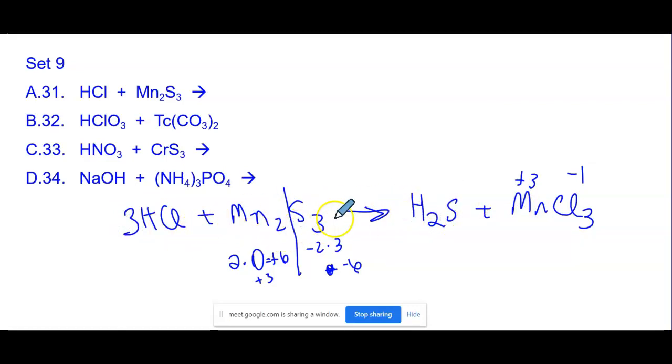I'm going to leave hydrogen till the end. I got 3 sulfurs, so I'm going to put a 3 here. I need 2 Mn, so I'm going to put a 2 there. So now I've just messed up my chlorines. I need 6 chlorines and 6 hydrogens. So instead of putting a 3 here, we're going to put a 6 there. Again, you will not have anything this difficult on your test or quiz. This is probably one of the hardest ones, period, that I give you guys.